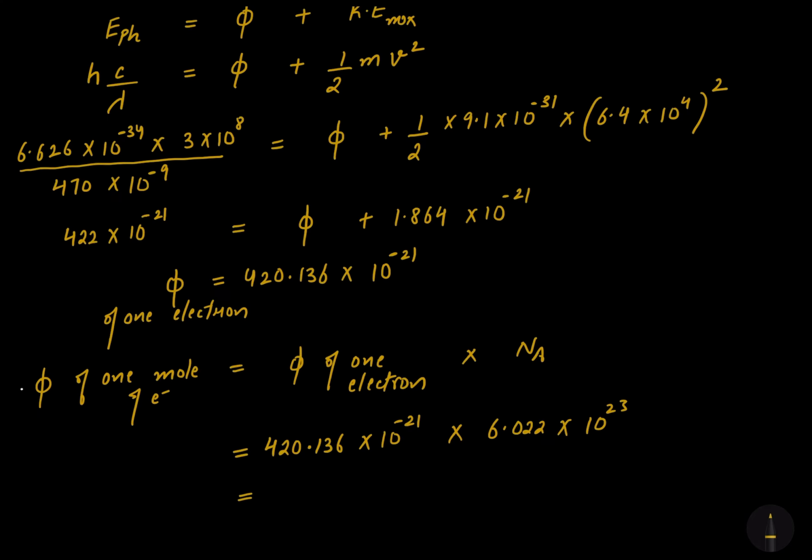So the work function of 1 mole of electrons comes out to be 2530 into 10 to the power 2 joules, or you can simply write 253 kilojoules. So that's my answer. Hope you got this numerical also. Please do have a look.